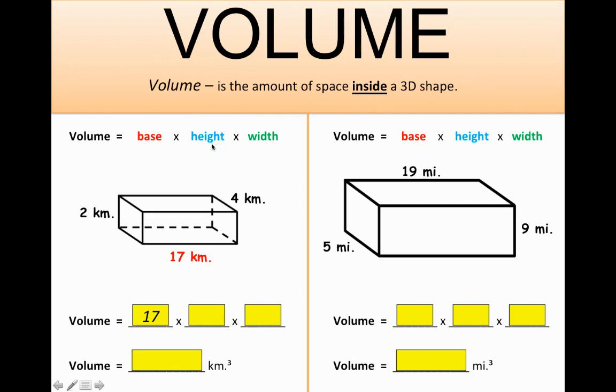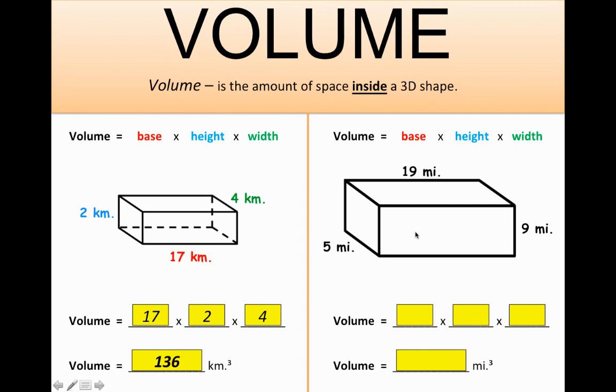The next one we're going to look at is the height. The 2 kilometers over here would be considered the height, that vertical edge, so we plug 2 into this spot. That means the 4 should be the width. Remember, it's that slanted side that goes around. We plug that 4 into the last spot, and you just filled in all 3 necessary measurements. Now all you have to do is 17 times 2 times 4. 17 times 2 is 34, and 34 times 4 is 136 kilometers cubed. Right there's your answer.